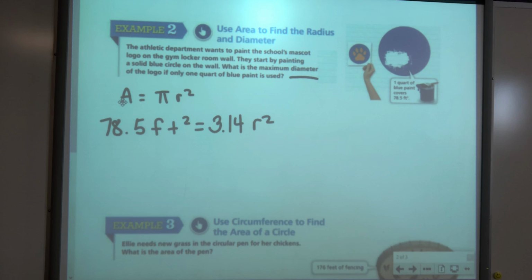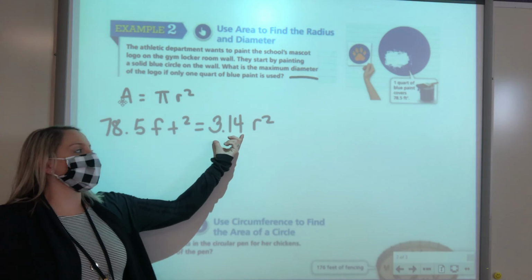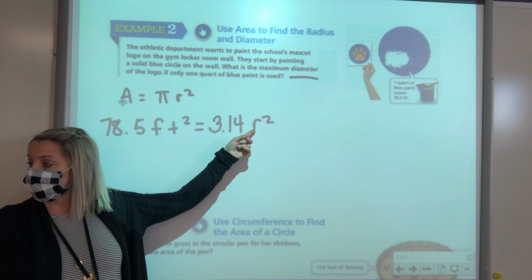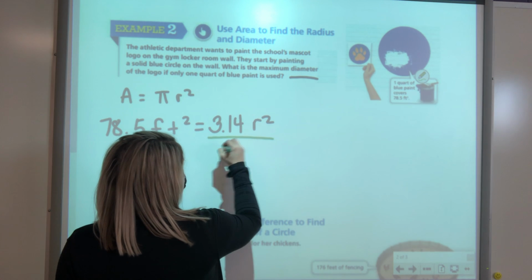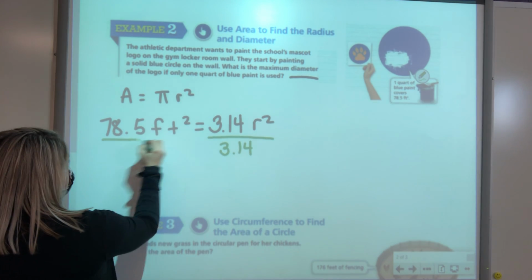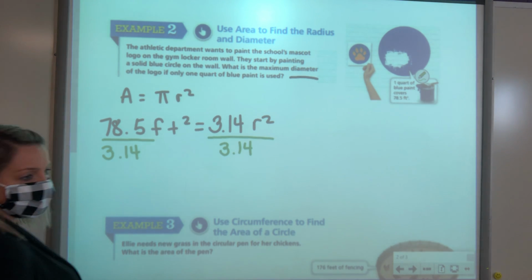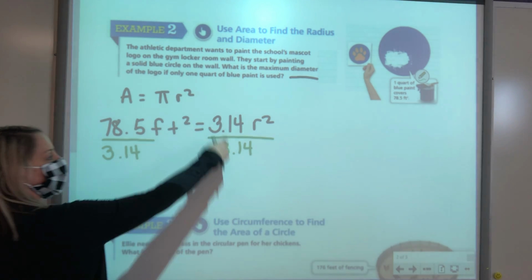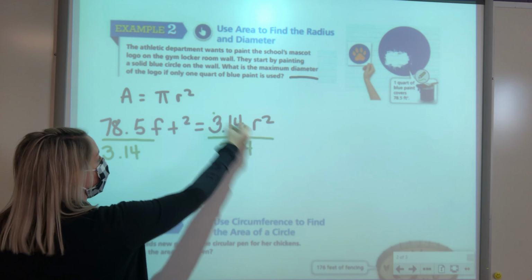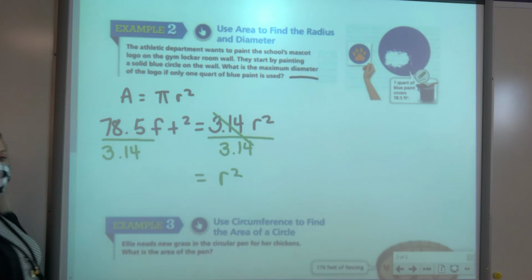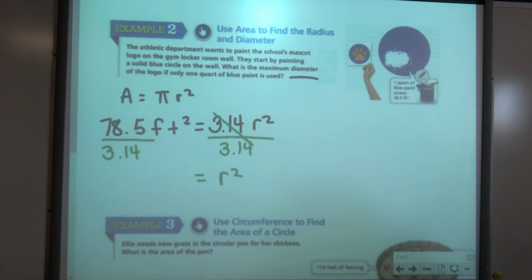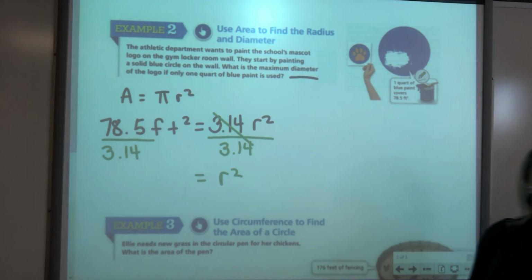Now this is something you have not seen yet. We've got this coefficient. What do we need to do with it to get rid of it? We divide, because it's being multiplied. So we are going to divide by 3.14 on both sides. Divided by 3.14 cancels out, so we're left with r squared. And then 78.5 divided by 3.14, we get 25.